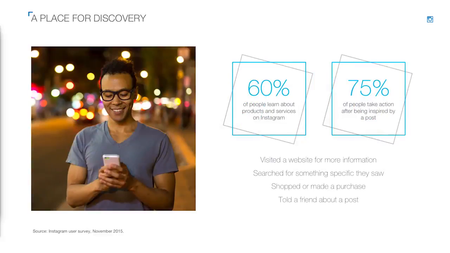Businesses also have a home on Instagram. In fact, 60% of Instagram users have told us that they learn about products or services in the app. And actually, 75% of Instagram users tell us they've taken an action after being inspired by a post. So that could be visiting a website for more information, searching for something specific they've seen, shopping or making a purchase, or telling a friend about what they've seen. This is a long way of saying that businesses also have a home on Instagram and are absolutely part of the community, and that this is a relevant place for your brand or for your business to play.